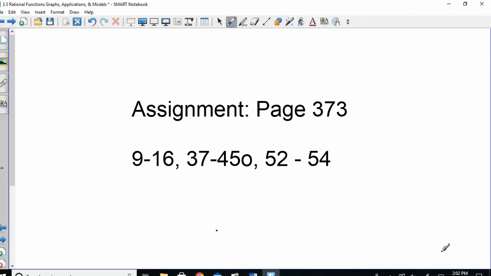9 through 16, they just have you looking at some graphs and answering some questions. 37 through 45, you are asked to find asymptotes. You're only doing the odds on those, and then the last couple are again looking at graphs and answering questions.